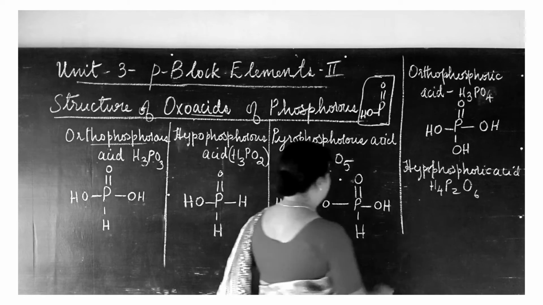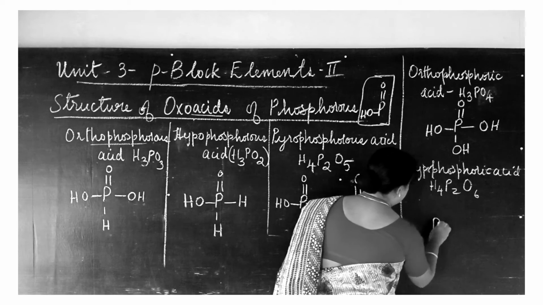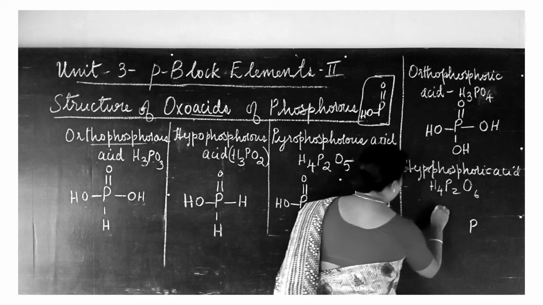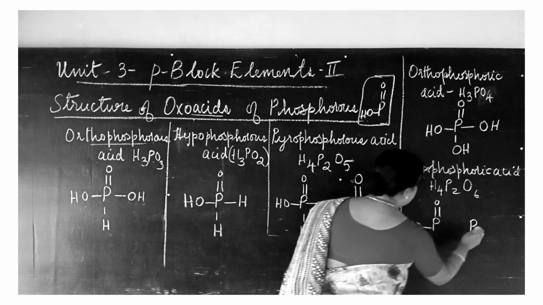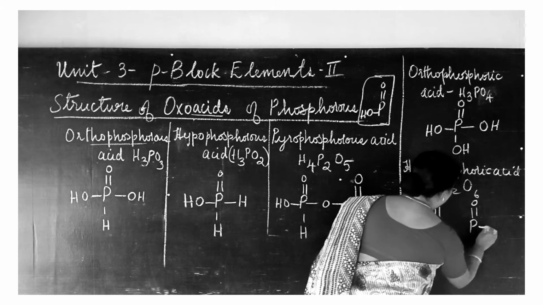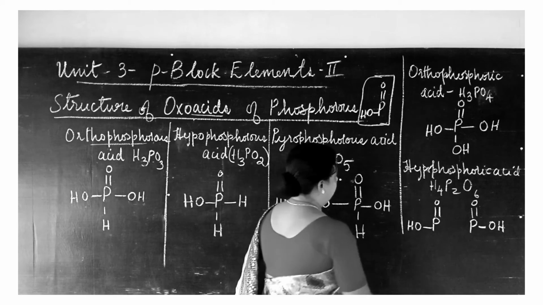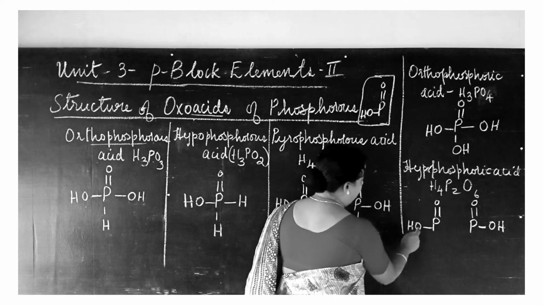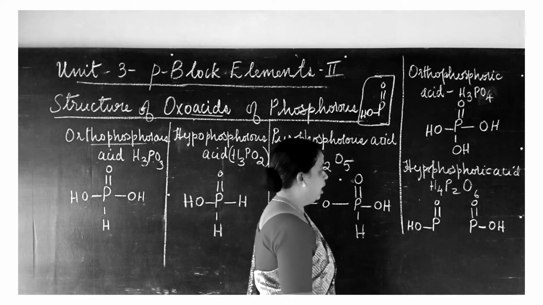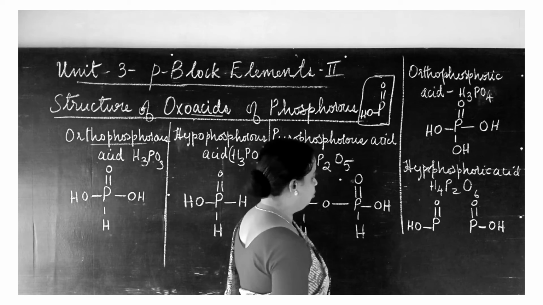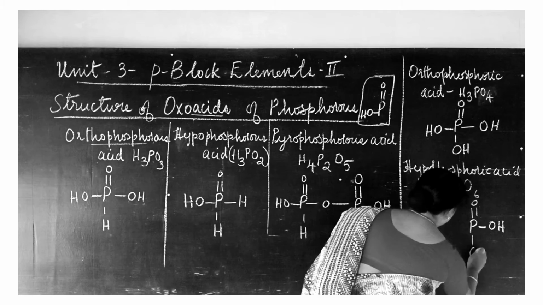Now let us look at the pyrophosphoric acid. So H4P2O7. So here 2 phosphorus atoms should be there. P and double bond O, bond OH. So likewise here also double bond O, bond OH. Now there should be 7 oxygen atoms. So 1, 2, 3, 4 oxygen atoms are already there. Yes. Now another oxygen atoms should be there. Place one over here. Another I place over here.